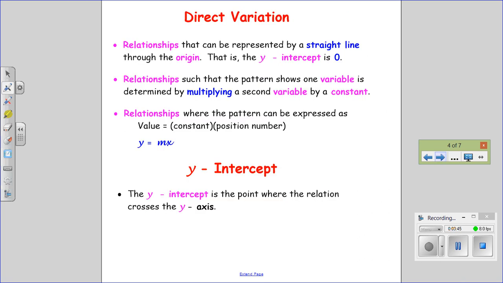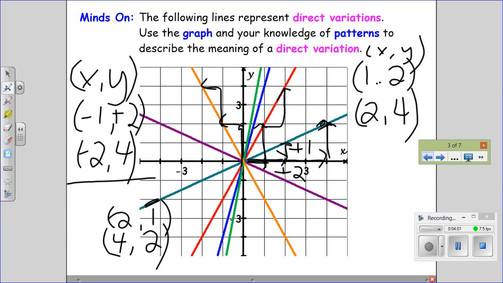That leads us to the definition of a direct variation. Direct variations are relationships that can be represented by a straight line through the origin. That is, the y-intercept is 0. And remember, the y-intercept is the point where the relation crosses the y-axis. Remember this axis right here. That's your y-axis.